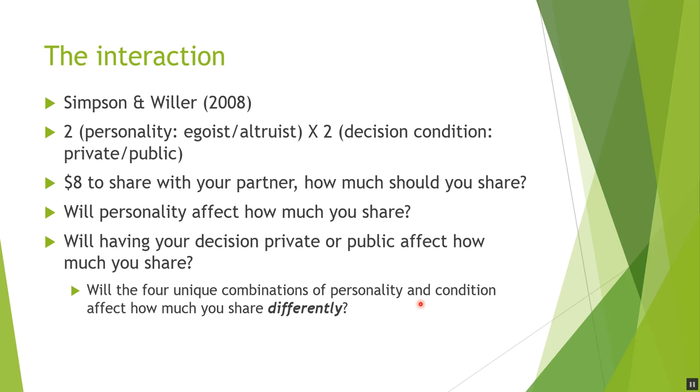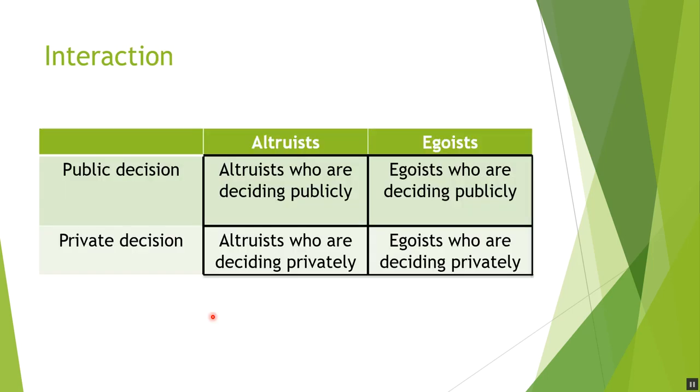So let's go back to Simpson and Wheeler. It's a 2x2. You get $8 to share with your partner. How much should you share? Well, personality may affect how much you share. And having the decision being made in private or public may affect how much you share. But then what about, will the four unique combinations of personality and condition affect how much you share differently? That is, each unique condition, would they affect how you share differently?